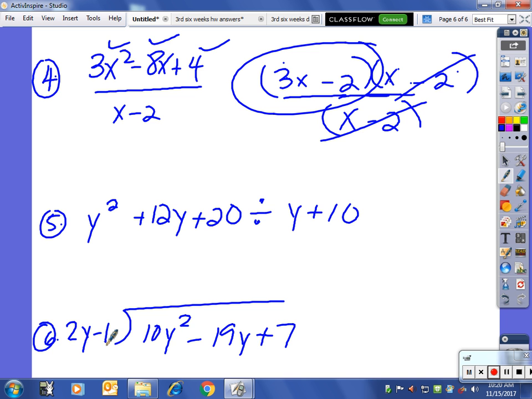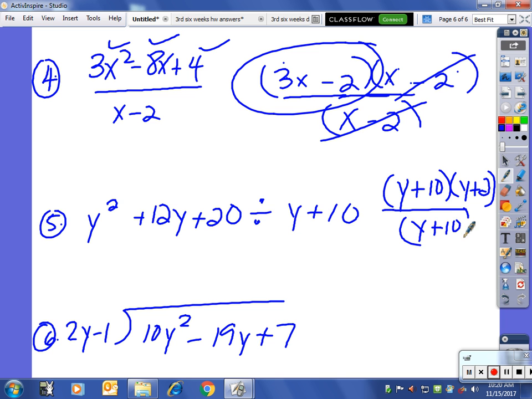Okay, did y'all figure out the factors for number 5? Yeah. Y plus 10 and y plus 2, and that's getting divided by y plus 10. So then we're able to cancel out that whole y plus 10, and we're just left with y plus 2 for this one, right?